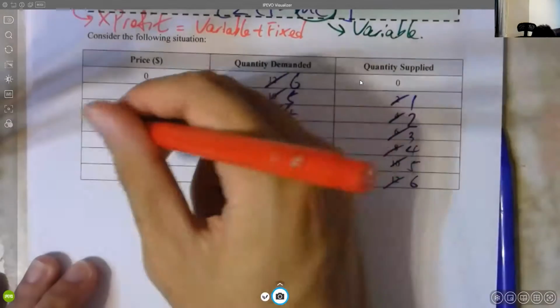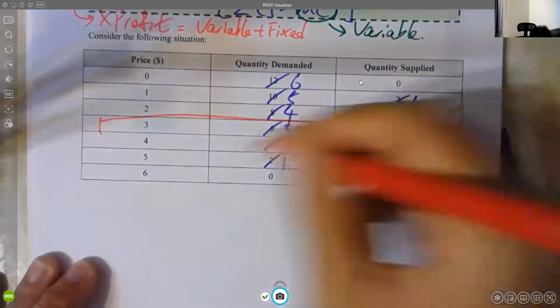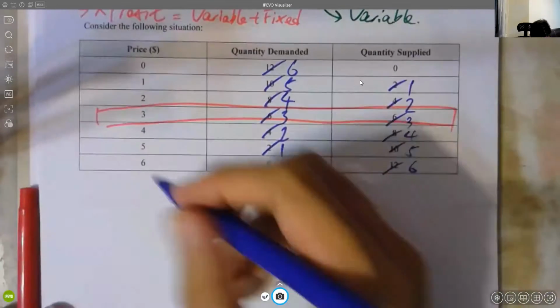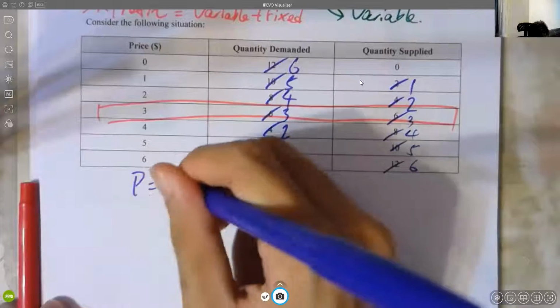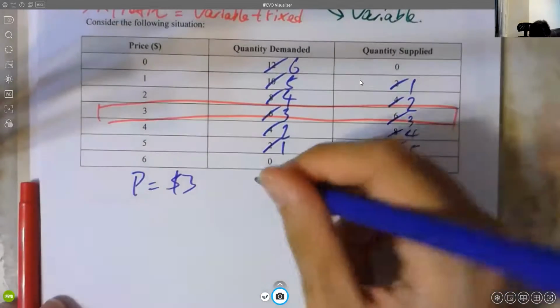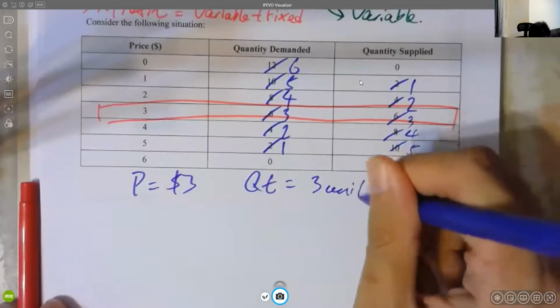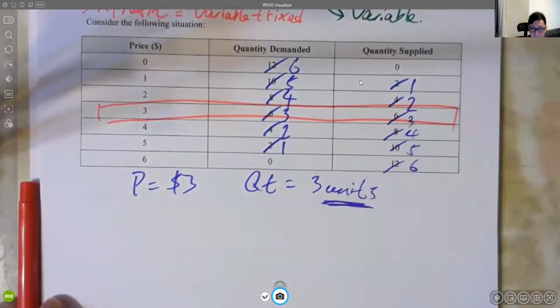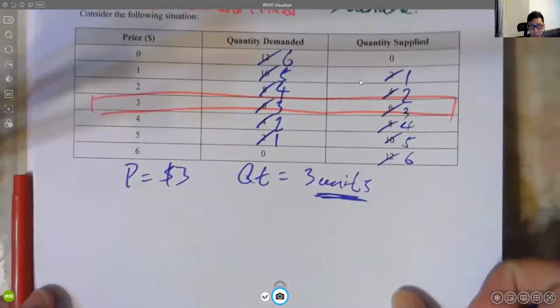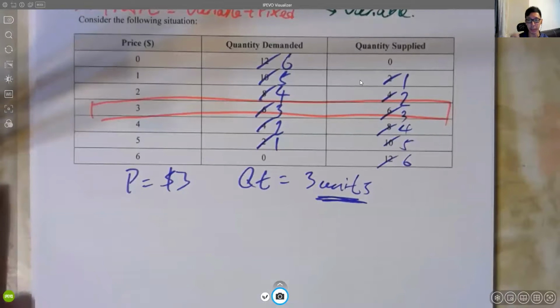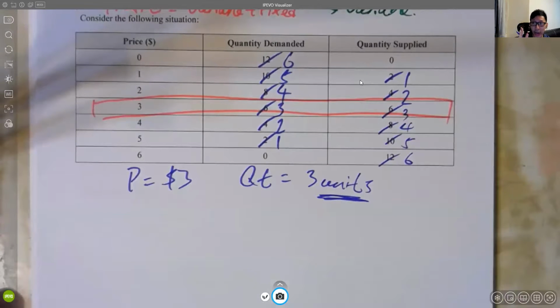All right. In our case, it would be this one. Our price would be $3 and our quantity transacted would be 3 units. Remember in the exam not to forget to write the word units, okay? Now remember, we need to calculate consumer surplus and producer surplus. So how do we do that? Now let's try to chop up the table.